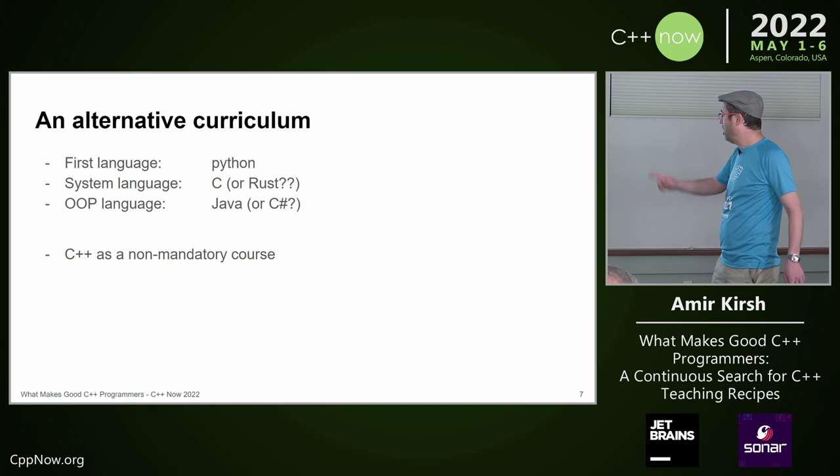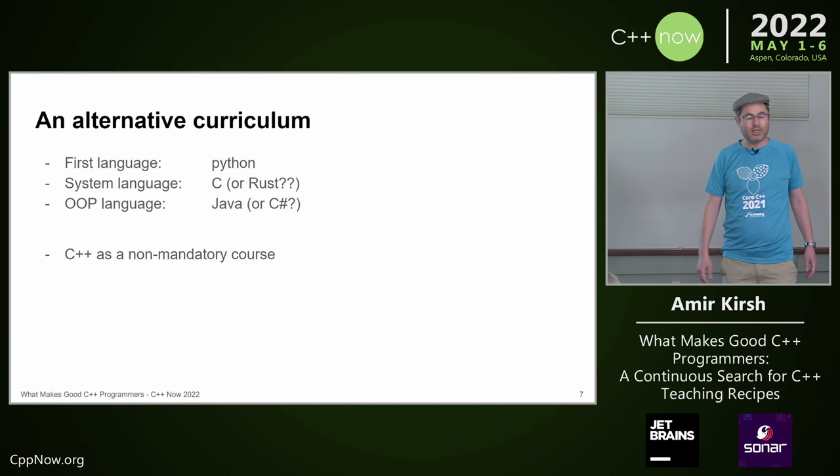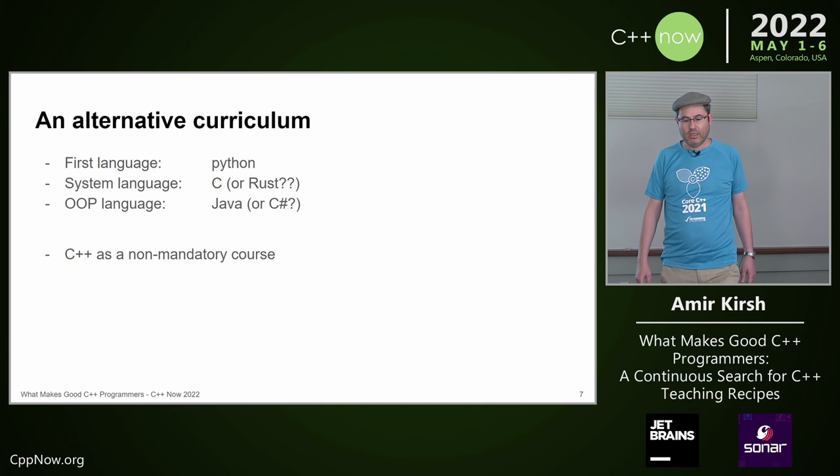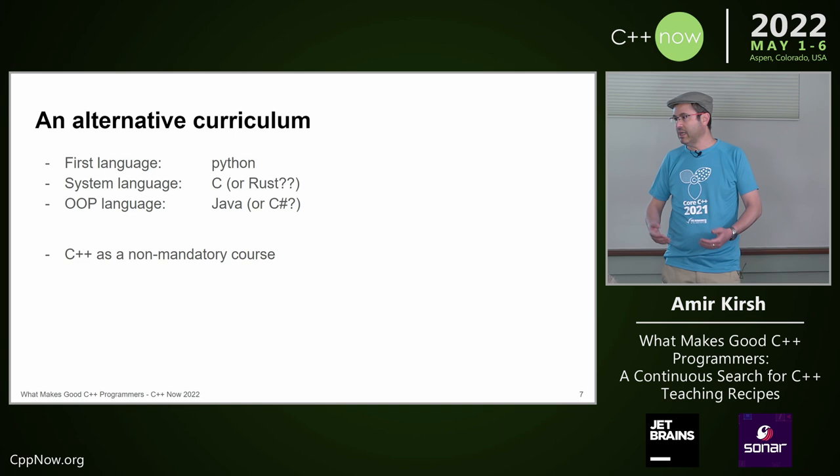Some institutions go with a first language like Python or JavaScript. There are those. And a system language such as C or Rust or others, maybe, and an OOP language such as Java or C#. And in some institutions, C++ is not even a mandatory course. I even teach in one of those, which is Tel Aviv University, in which C++ was a mandatory course and became a non-mandatory course. And I will discuss that later on.